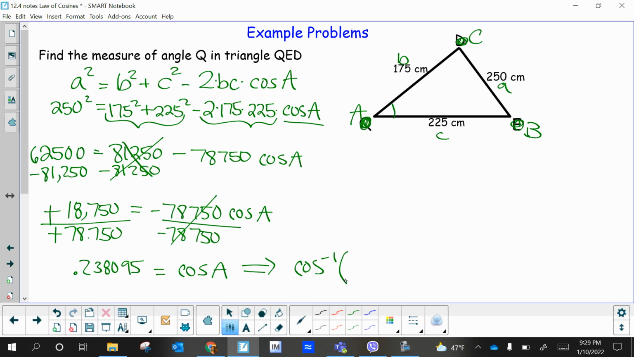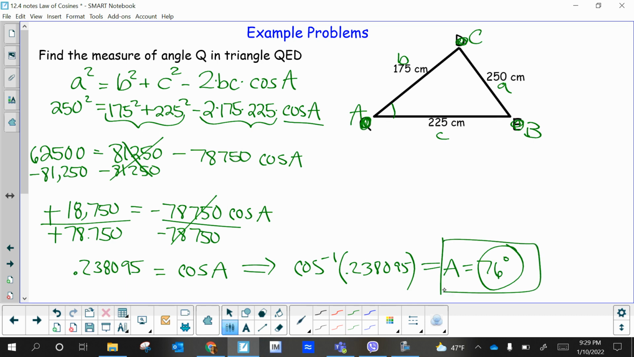But I do want to do cosine inverse of that 0.238095 number. And that's going to get me my angle measure, which is about, and this is angle A, which is about 76 degrees if I round to the whole number. Okay, so that angle A is 76 degrees. That's my answer. And that is it.